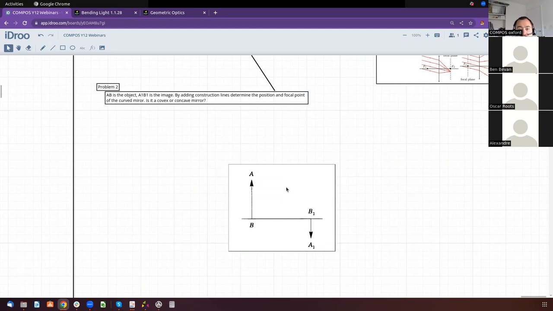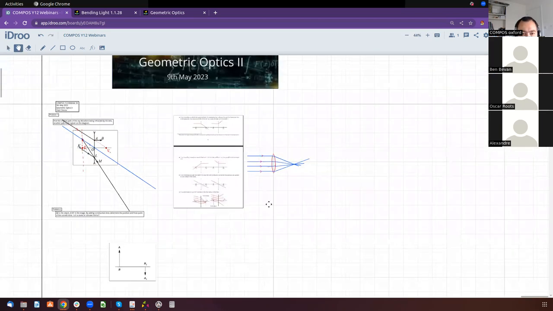By adding construction lines, determine the position of the focal point of the curved mirror. Is it a convex or concave mirror? Can you just explain what is meant by focal point? Yes, sure. Okay, maybe we should talk about some basics.